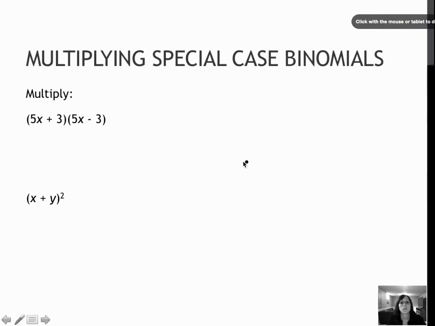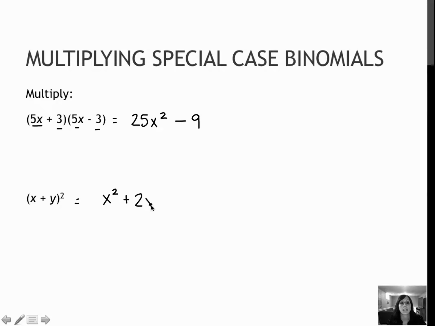These are a couple for us to practice together. My first one, notice I have a different sign in between, and so this is the difference of squares pattern, which means I would just have to multiply these two together, and with a minus sign in between, multiply these two together, and that's my final answer. For my second one, again, I'm following my perfect square trinomial pattern of squaring the first one, doubling the product of the two values, and then squaring the second one.